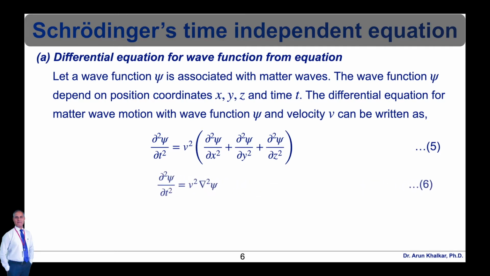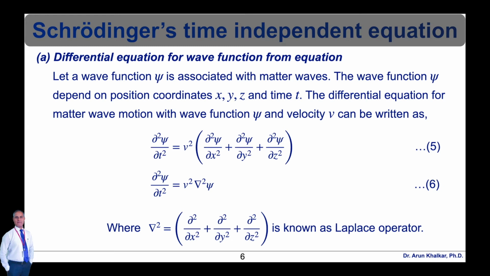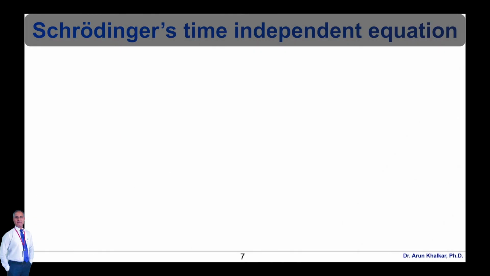So this equation number 5 we can write as ∂²ψ/∂t² = v² ∇²ψ, where ∇² = ∂²/∂x² + ∂²/∂y² + ∂²/∂z² is known as the Laplacian operator. We have equation number 6, that is ∂²ψ/∂t² = v² ∇²ψ. From that equation we can have the differentiation of the wave function ψ.